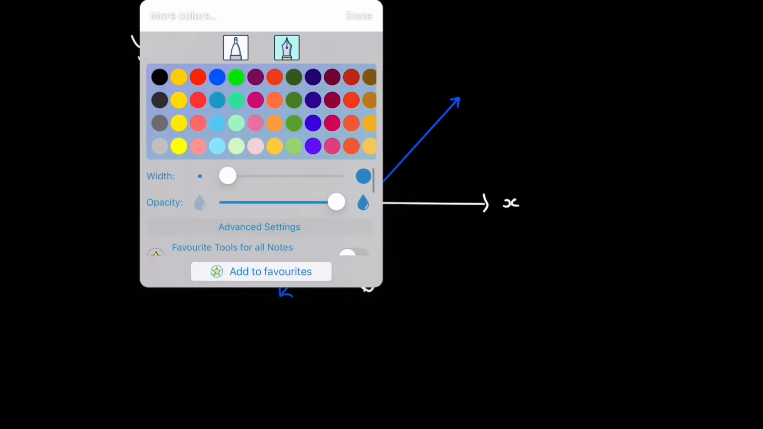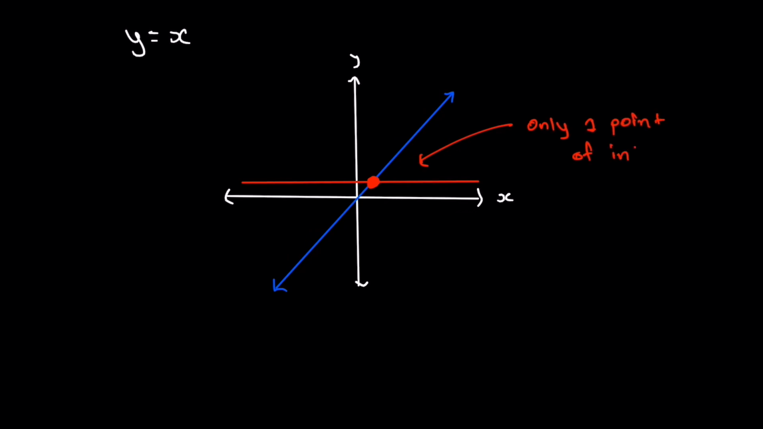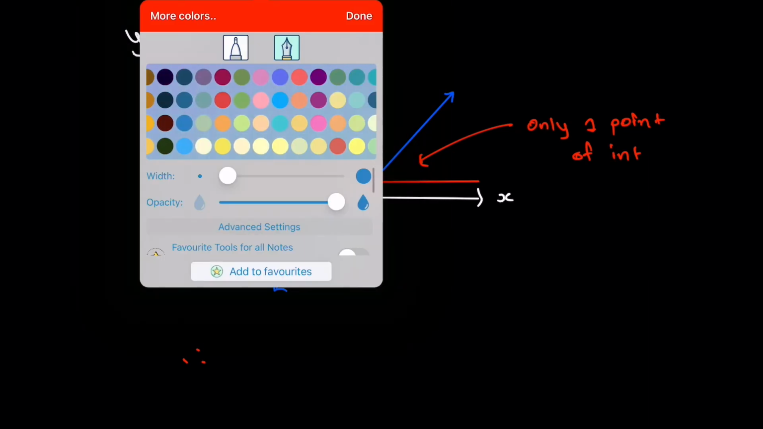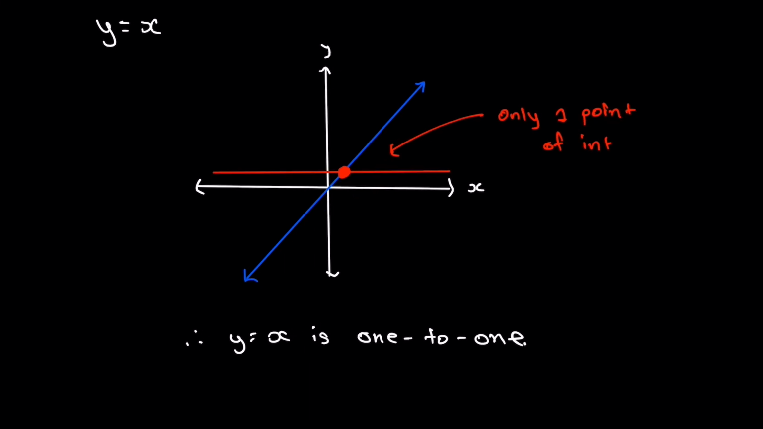Okay, our next question is y is equal to x. It's just a regular linear function. We're going to take this color and we're going to draw a line through it. And this is our point of intersection. We've only got one point of intersection. Therefore, y equals x is one-to-one.